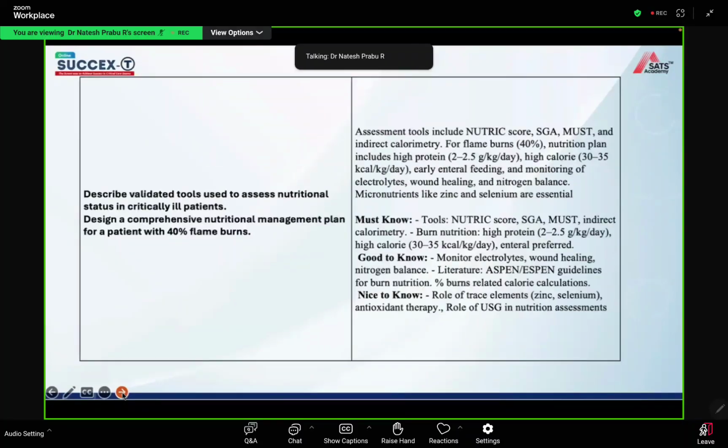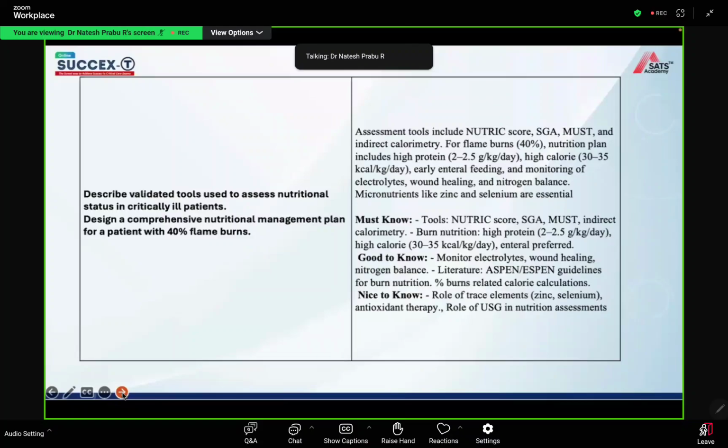So currently, the questions were validated tools to assess nutritional status, and these include what we need to know is the Nutri-Score, SGA, and MUST. Nutri-Score, which was asked in the last year question paper. So these we need to know in detail. And the other thing is the burn nutrition, a commonly asked question in burns patients.